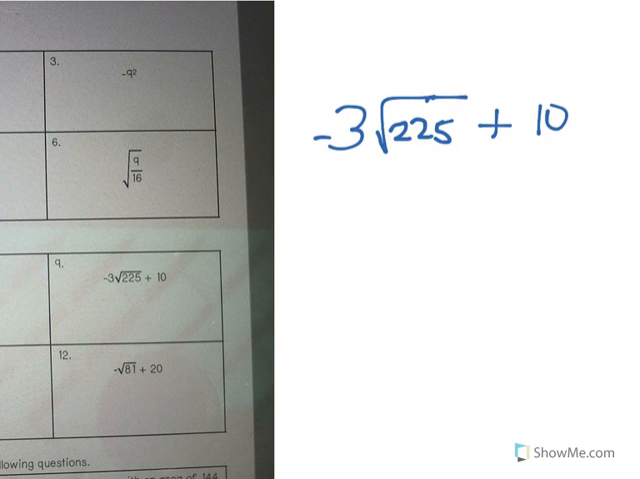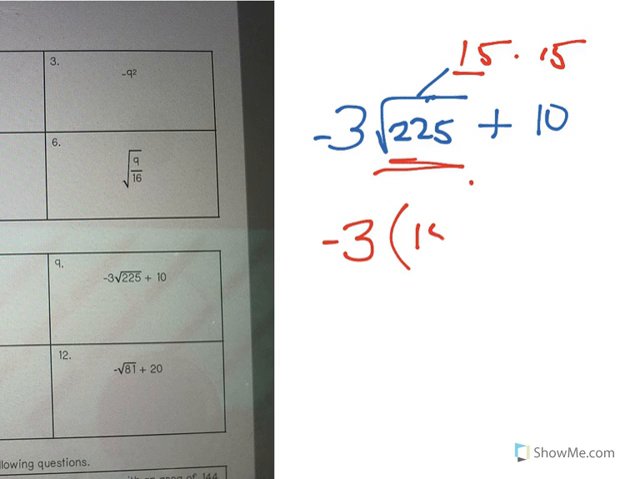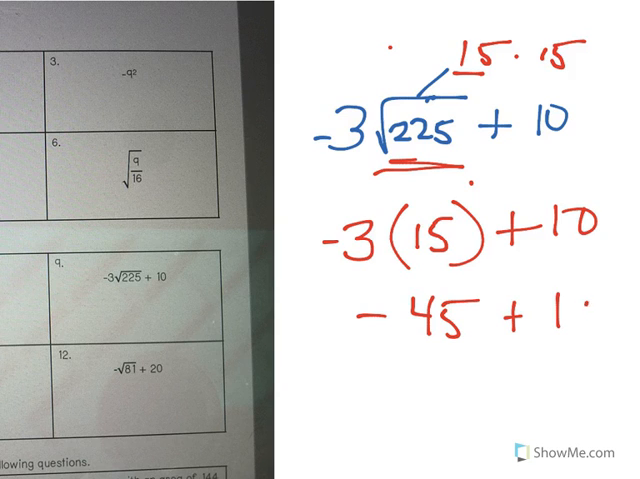The square root of 225. And what that actually is, is 15 times 15. So if this is 15 times 15, then the square root is just one of these. You don't write both. So it's negative 3 times 15 plus 10. Aha. So 15 times a negative 3 equals what? Go ahead and put that in your calculator. Remember, I'm good with that. Okay, so that would be a negative 45 plus 10.